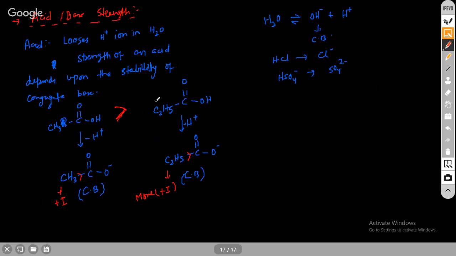So one more thing you can write here, acidic strength is directly proportional to minus I effect and inversely proportional to plus I effect. That is the same order of anion strength we have. Yeah, it's relative, Pratik. This acidic and basic thing is obviously relative.